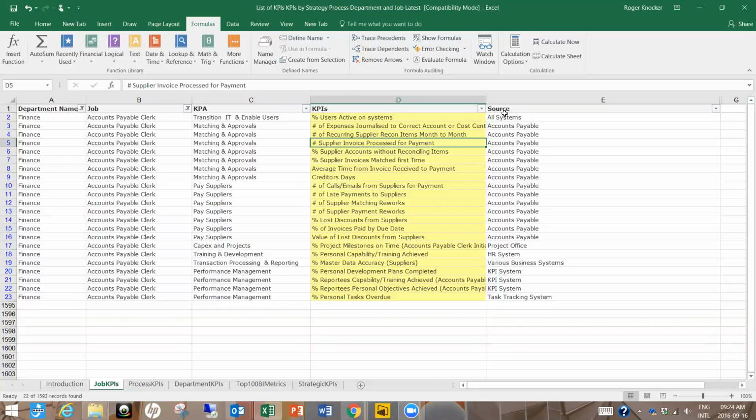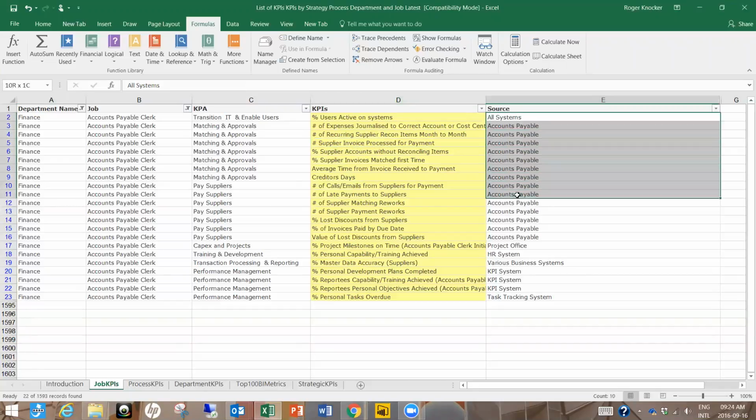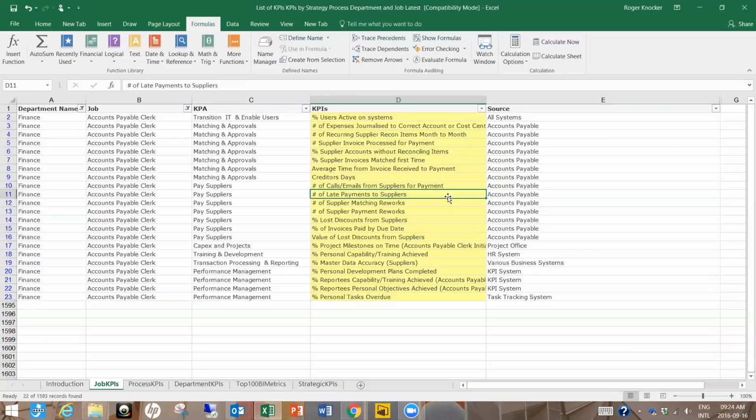And then the last column is the source. This is just telling us where the data is coming from, typically. It might be different in your organization, but for example, percentage of supplier invoices matched first time, it's going to come out of your accounts payable module of your accounting system. So this is the job KPIs.